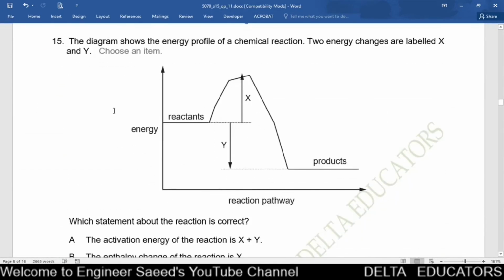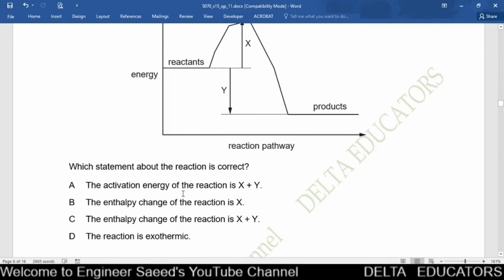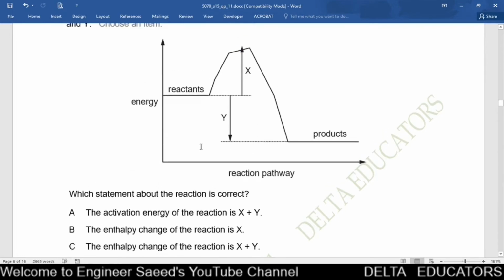Question number 15. The diagram shows the energy profile of a chemical reaction. Two energy changes are labeled X and Y. Which statement about the reaction is correct? Option A: the activation energy of the reaction is X plus Y. Activation energy means the energy from the reactants to the peak. From the reactant to the peak, the energy is given as X. So option A is incorrect. Activation energy is X, not X plus Y.